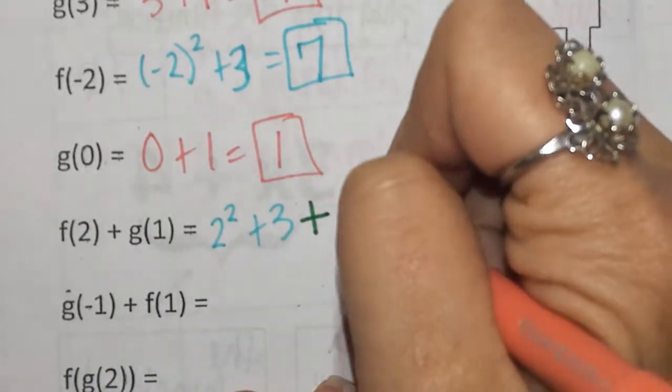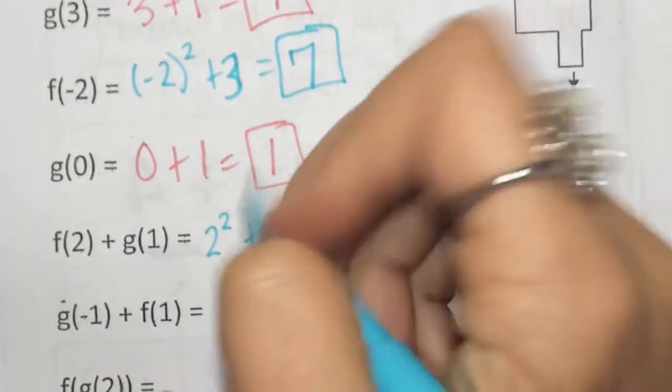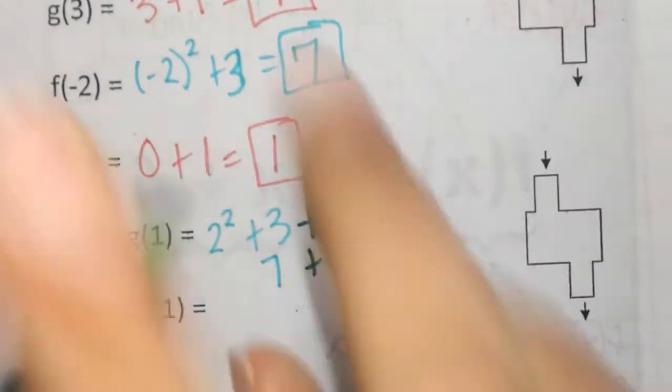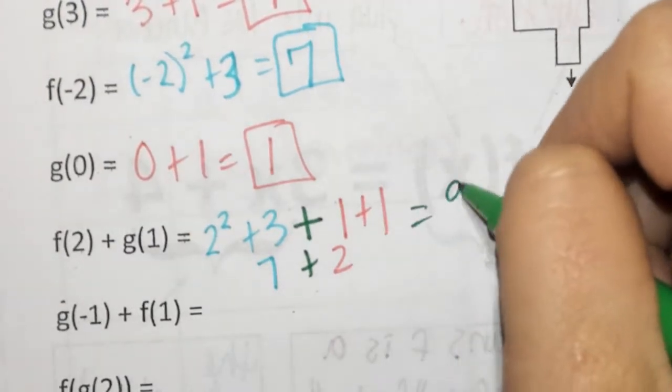Alright, and then you plug in 1 for G, 1 plus 1. Does everybody see what I did? That's a lot of plus signs. That's why I did them all in different colors. I put 2. Alright, what is 2 squared? 4 plus 3 is? 7. Okay, 1 plus 1 is? 2. 7 plus 2 is? Dun dun dun dun.